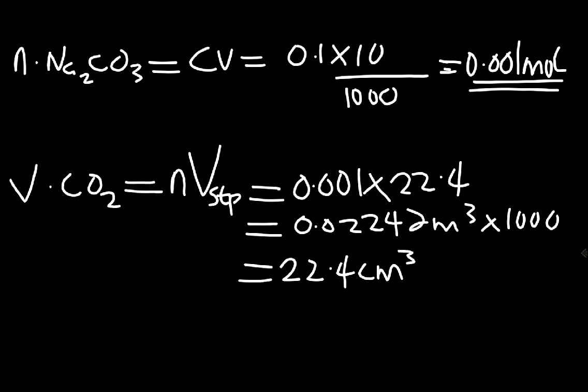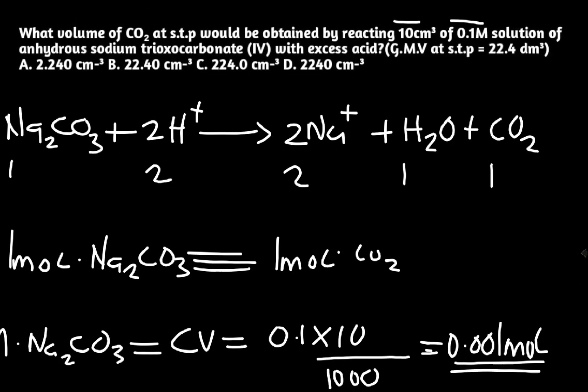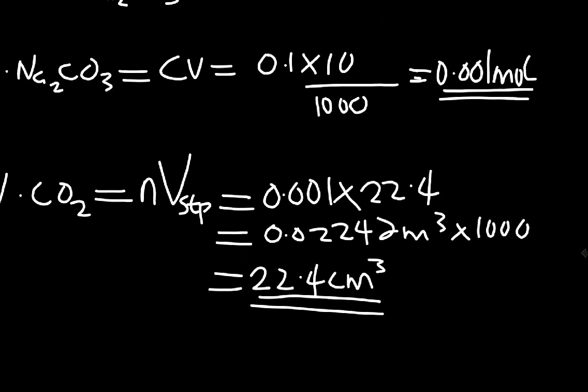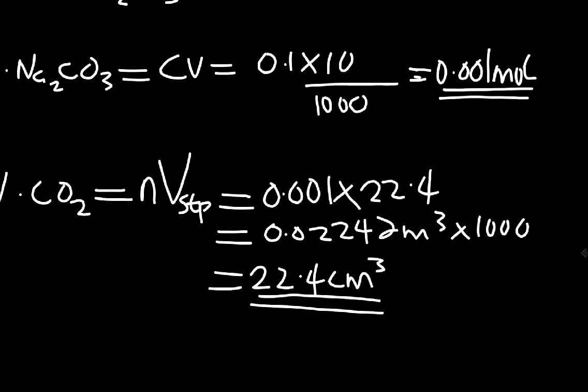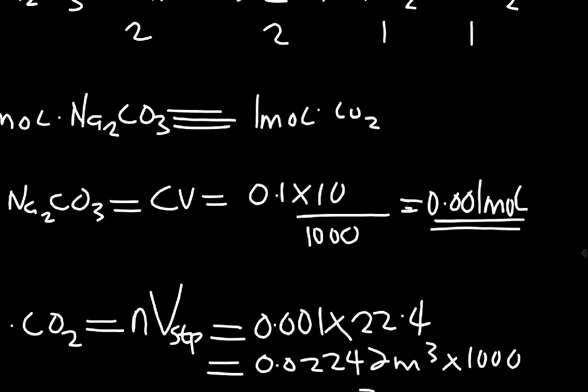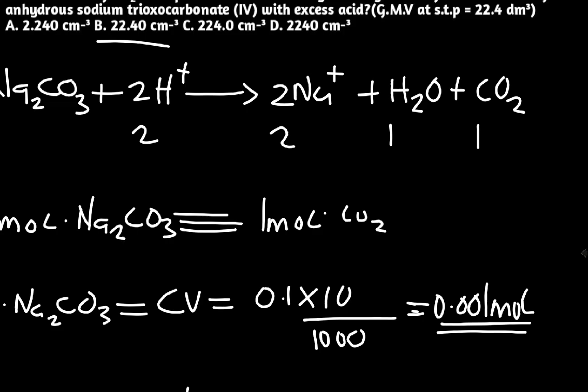Let me write my cm³. Now let's go back to check our options if we have such an answer there. Yes, option B is the correct answer. 22.4 is in cm³. This, we multiplied by 1000 to get cm³. That's from dm³. So from dm³ to cm³, we multiplied by 1000. So it's 22.4 cm³. So option B is the correct answer.